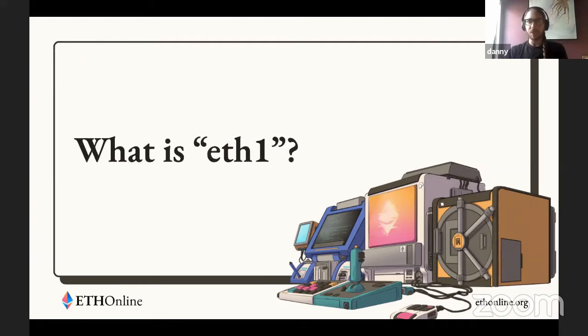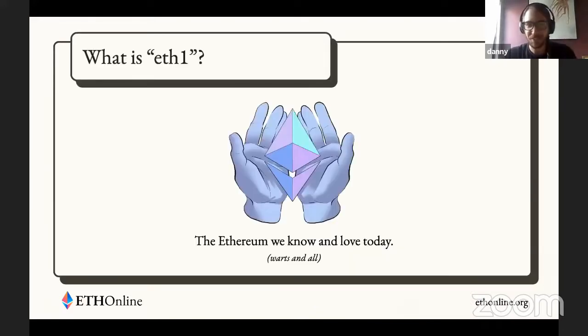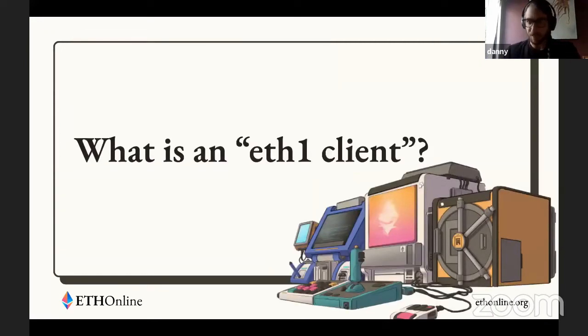So what is Eth1? Eth1 is quite plain and simply the Ethereum we know and love today. Again, if I could erase these terms and use something different, I would. Maybe we'll try to in the future. But Eth1 is Ethereum, warts and all. It is a single blockchain. It is run by a proof of work mechanism. It has tons of DeFi activity, NFT activity, identity protocols, all sorts of really cool stuff. And it's why we're all here.